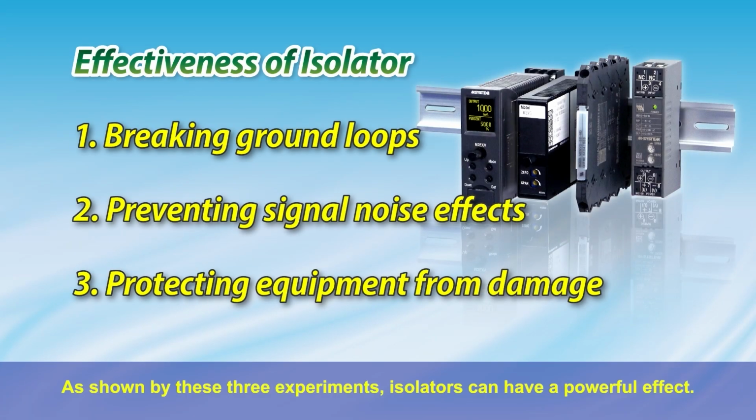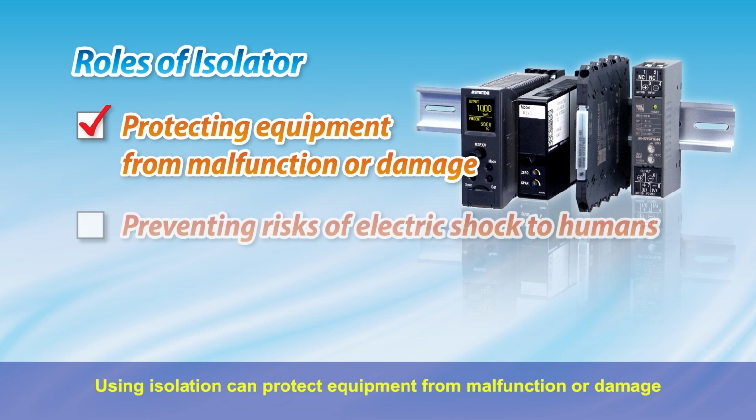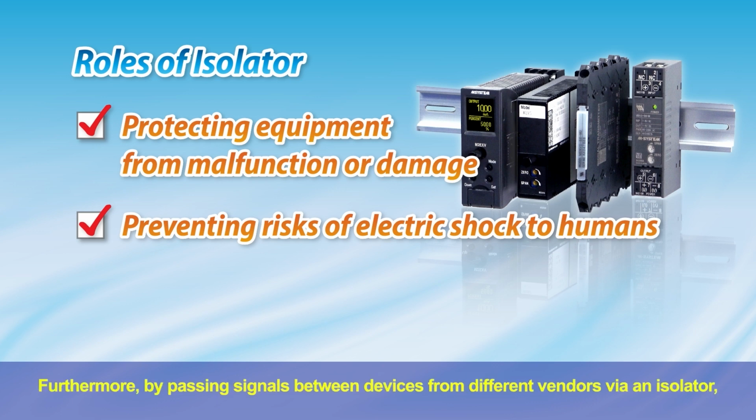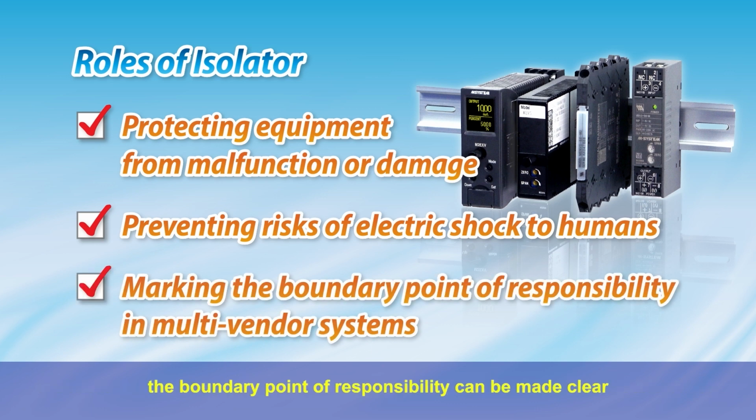As shown by these 3 experiments, isolators can have a powerful effect. Using isolation can protect equipment from malfunction or damage and prevent risks of electric shock to humans. Furthermore, by passing signals between devices from different vendors via an isolator, the boundary point of responsibilities can be made clear even when a system failure occurs.